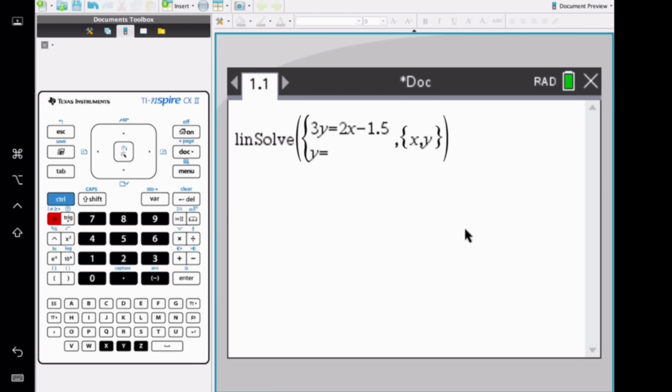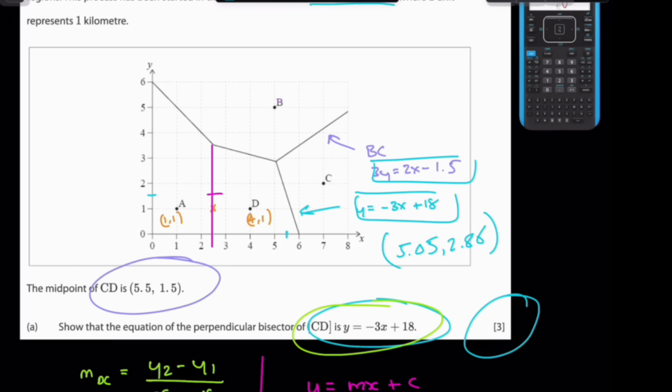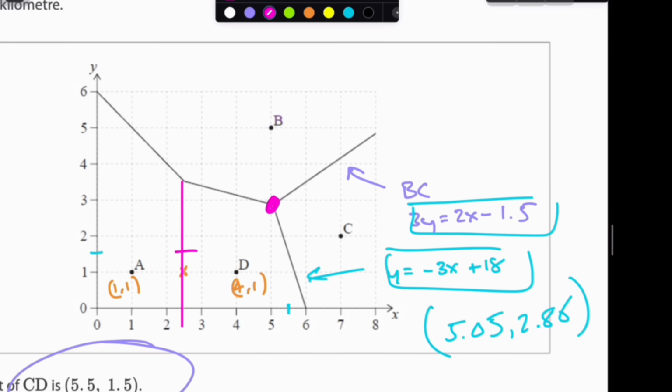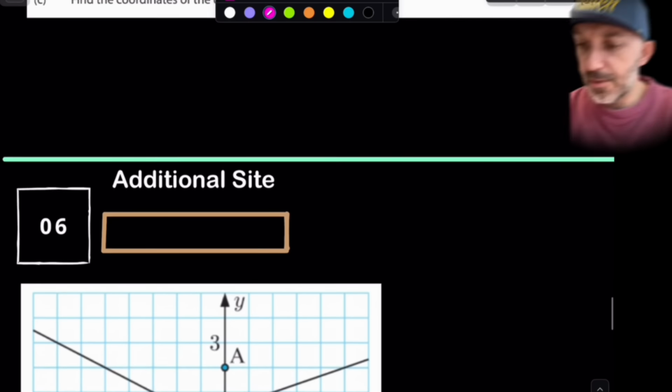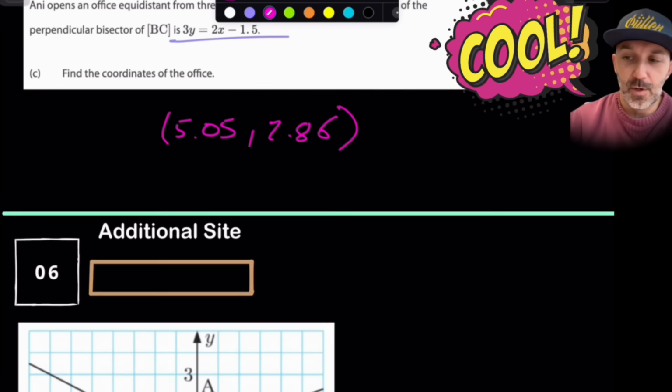Go down, and then the other one was y equals minus 3x plus 18. Press enter, and we get the coordinates being 5.045, so 5.05. That is the coordinate of the intersection point between BC and CD there. Okay, so we go down there and we just simply write that down. And that is how we do the final part of that question.